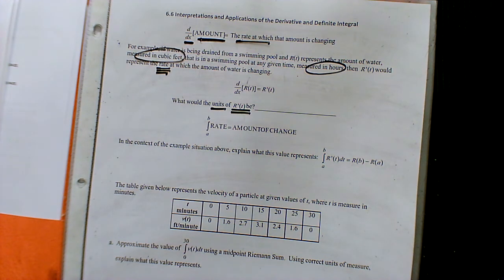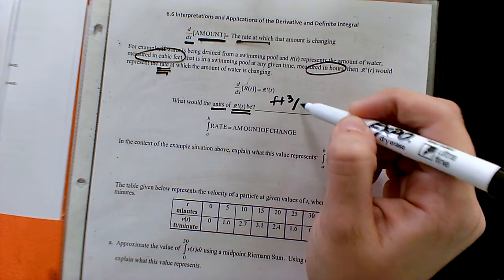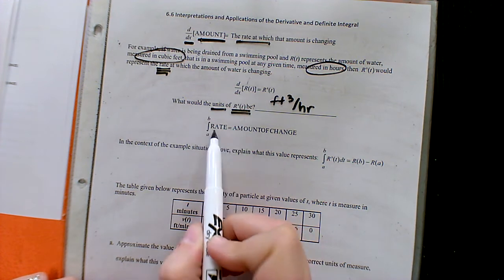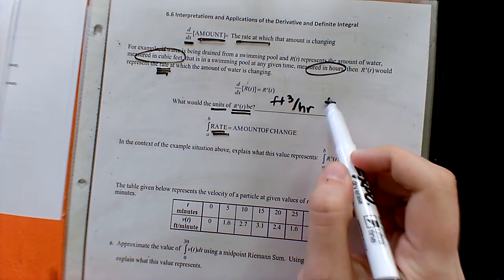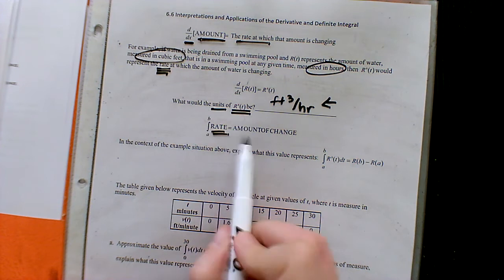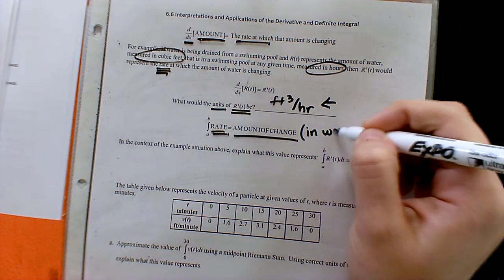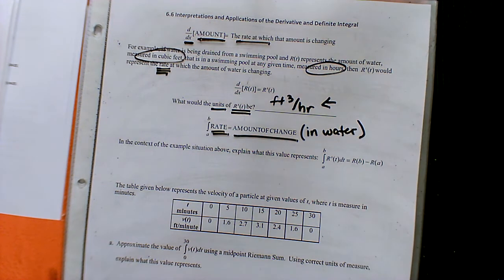Can we think about what the units would be on this derivative function, if it represents the rate at which the amount of water is changing? Cubic feet per hour. Good. Remember, if it's a rate, we're normally going to have a fractional unit, aka a slope. Now, what we're going to try to do is work backwards. So if we were to integrate this rate, this cubic feet per hour, then that would represent the amount of change, in this case, in water.